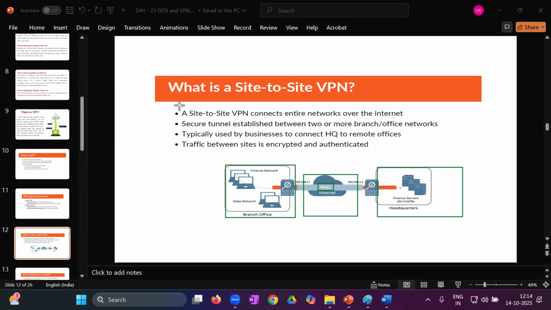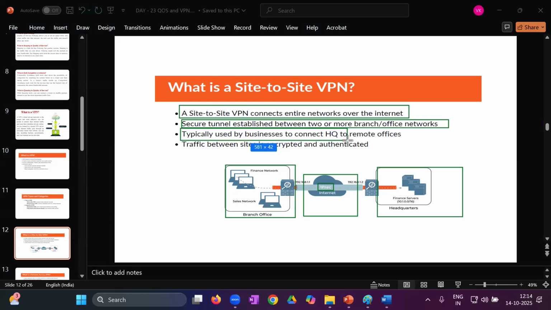See, a site-to-site VPN connects an entire network over the internet. A secure tunnel is established between two or more branch or office networks, typically used by businesses to connect to headquarters or to connect to remote offices. Traffic between the sites is encrypted and even authenticated. The traffic between them will be transferred securely.